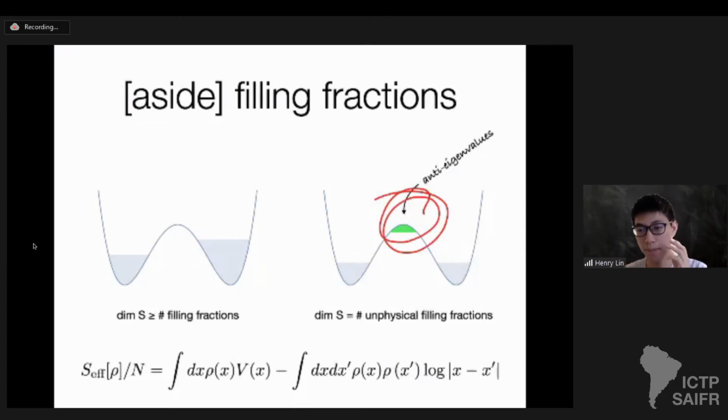So this is a very nice picture for the single matrix model. For the multi-matrix model, of course, we don't know how to write things. I mean, in general, you can't write things in terms of an eigenvalue density. So I don't have a corresponding picture.